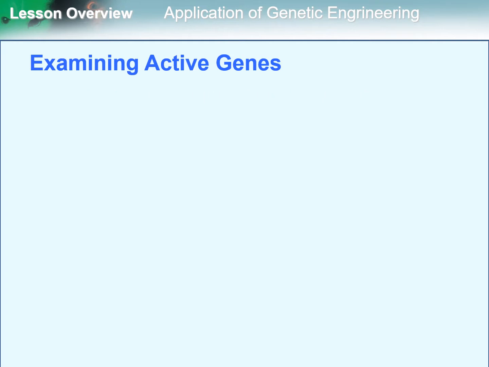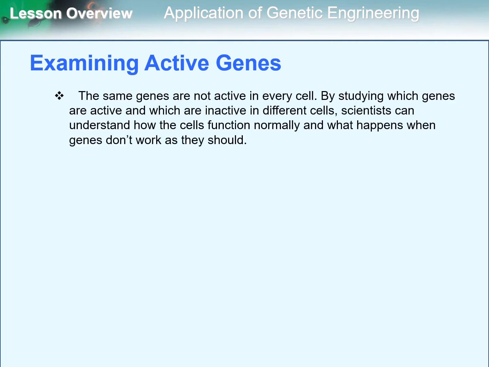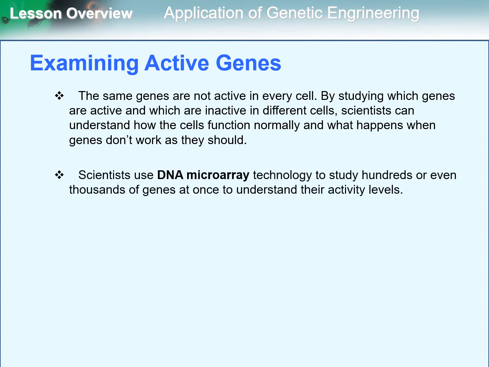Another way in which genetic engineering is helpful in treating diseases is through examining active genes. In this way, scientists are able to distinguish between normal cells and cancer cells. The same genes are not active in every cell. By studying which genes are active and which are inactive in different cells, scientists can understand how the cells function normally and what happens when genes don't work as they should. Scientists use DNA microarray technology to study hundreds or even thousands of genes at once to start to understand their activity levels.